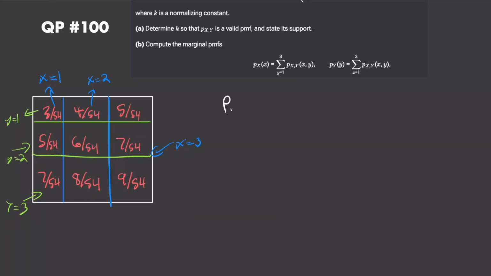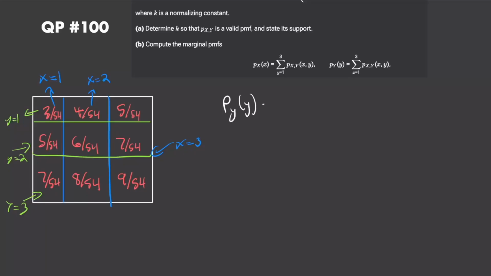Now let's find the marginal for y, which is going to be pretty much the same story. We want the probability that y is equal to 1. Well, it's just going to be all of this mass up here. The probability that y equals 2 will be this mass, and the probability that y equals 3 will be this mass, obviously, right? So if we fix a y, well, we know that x is a random variable, so it completely partitions our sample space.